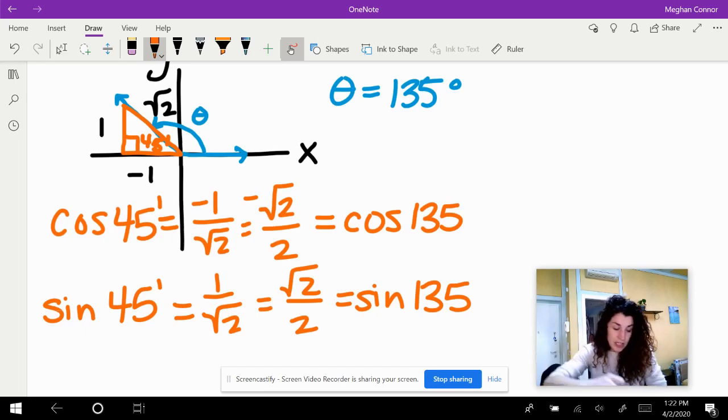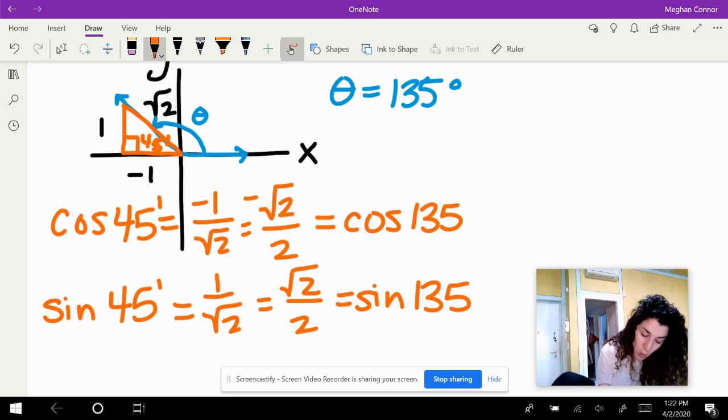If I were to do sine of 45 degrees, just a normal 45 degrees, it would be √2 over 2 as well. They both are positive. So I want you to pay attention to here that if we're talking about sine of an angle in this range, the sine values will be positive.